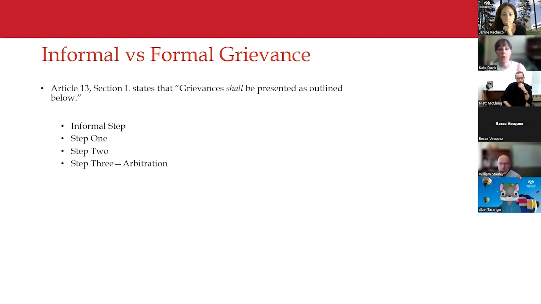Our goal is to avoid that if we at all possibly can. Sometimes arbitration cannot be forgone. We have to go through it. And if it gets to that point, we'll work closely with you. But I think the areas that you really want to focus on are the informal step and then step 1. Our goal should always be to resolve it at the informal step. If not, let's move on to step 1 and see if we can resolve it there.